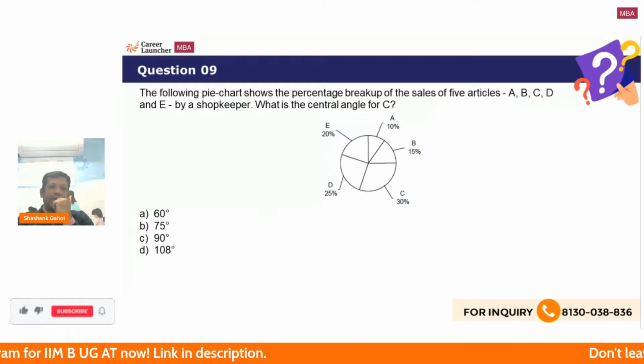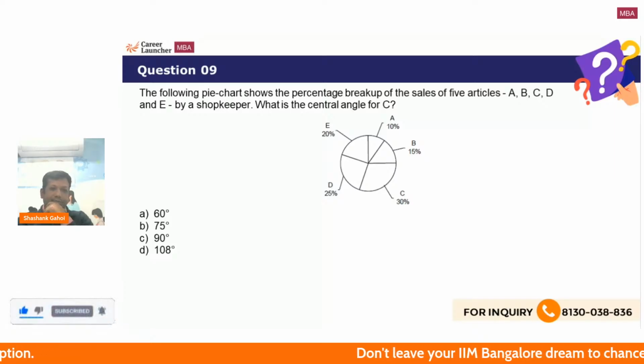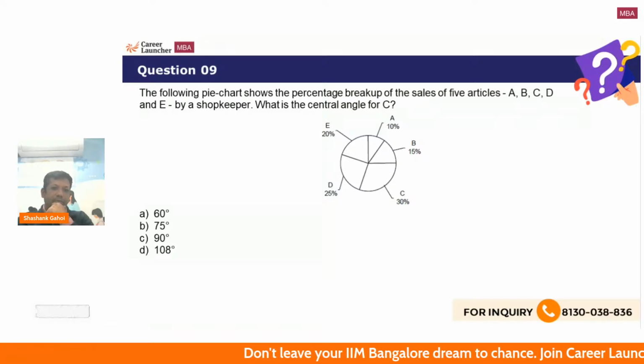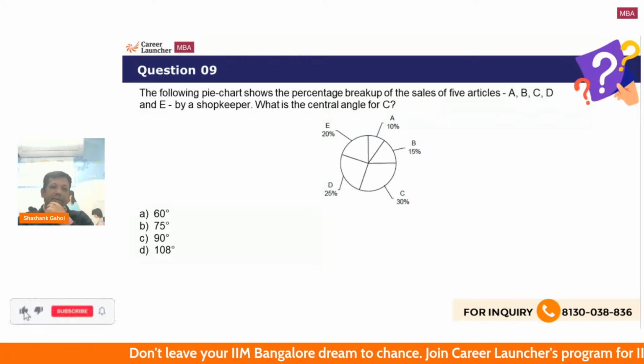The following pie chart shows the percentage breakup of the 5 articles by a shopkeeper. What is the central angle for C?